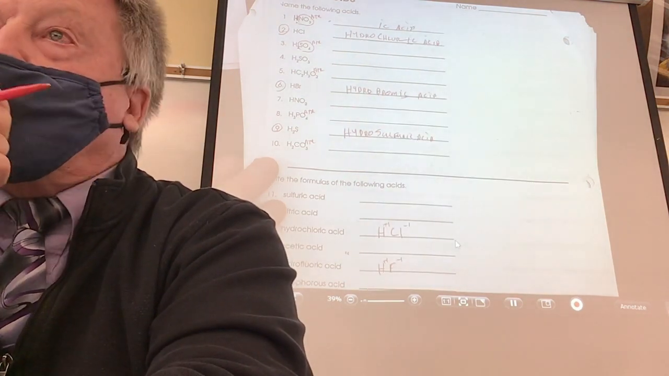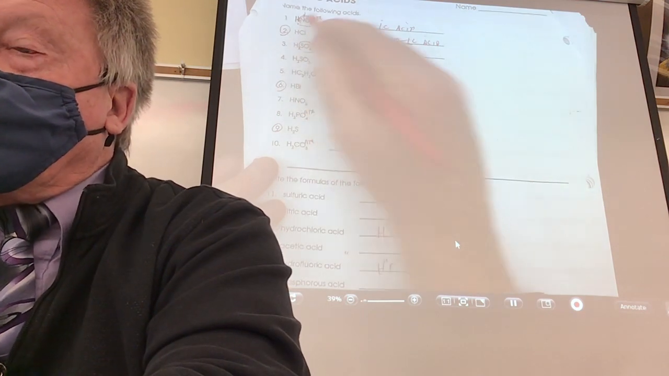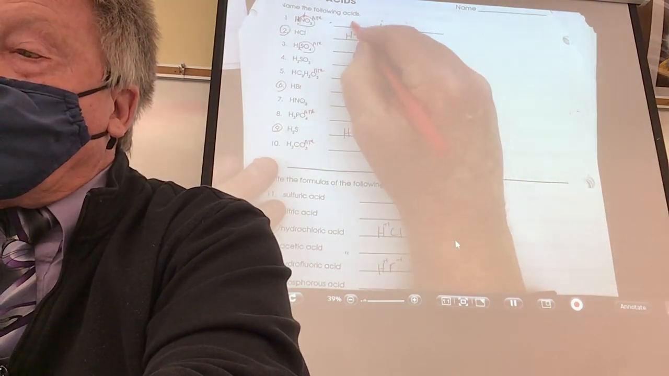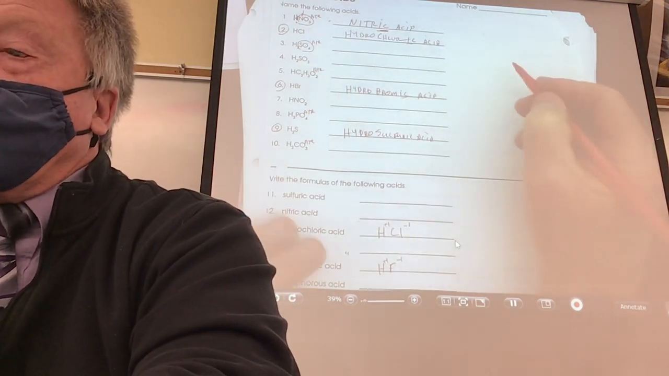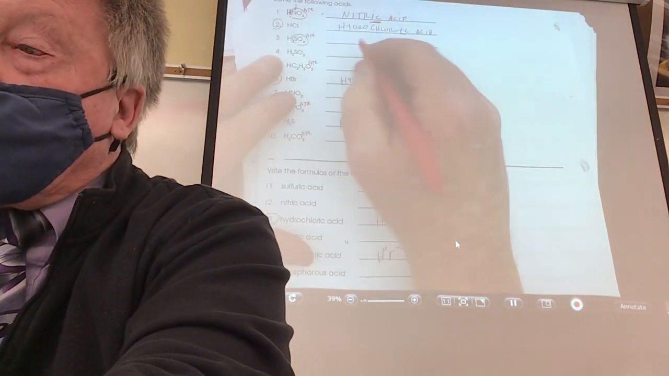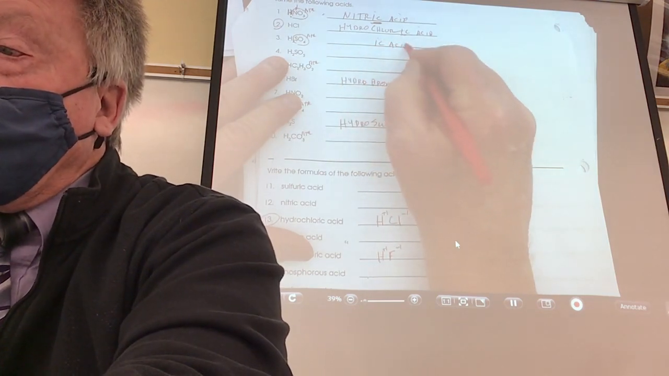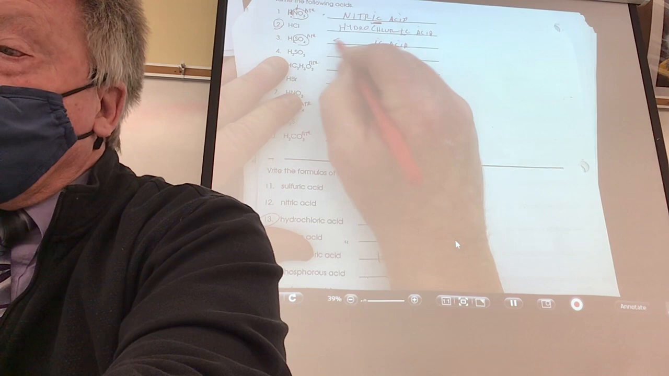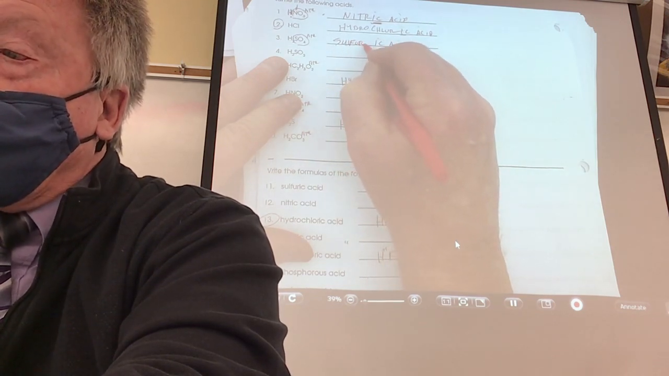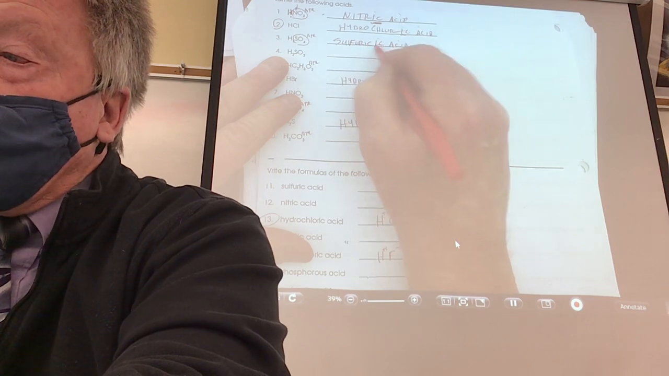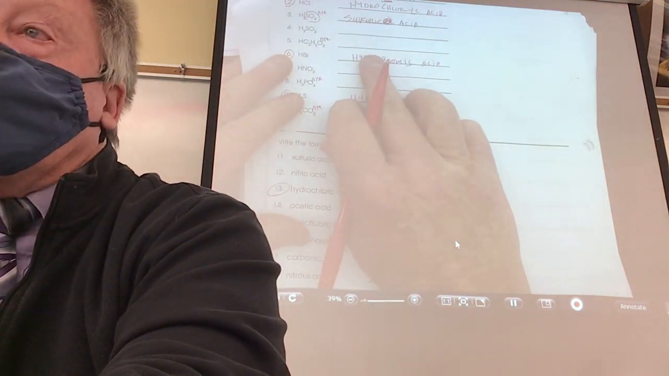Hydro's for acid with no oxygen. So what are we going to put here? What's the main element right there? Nitrogen. So you say what? Nitric acid. What are you going to call this one? It's going to end in ic. What is it? Sulfuric. Oh, I said ic twice. Sulfuric.